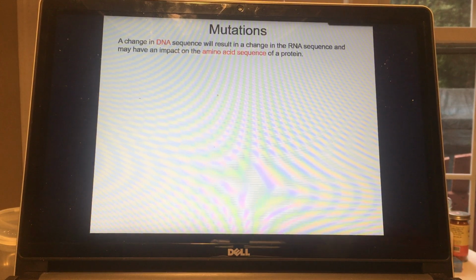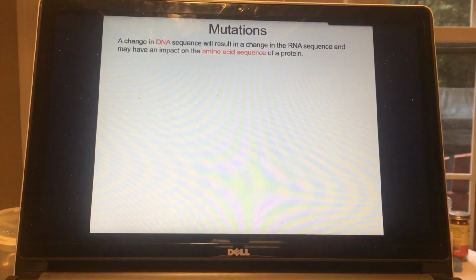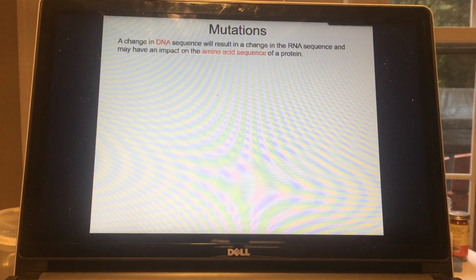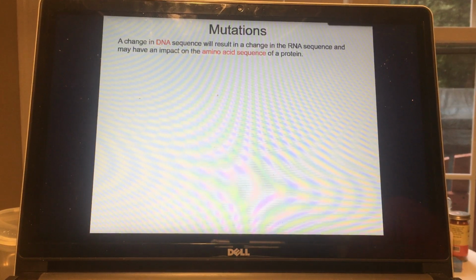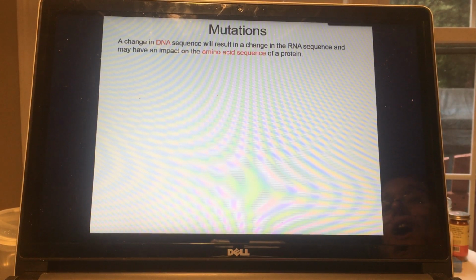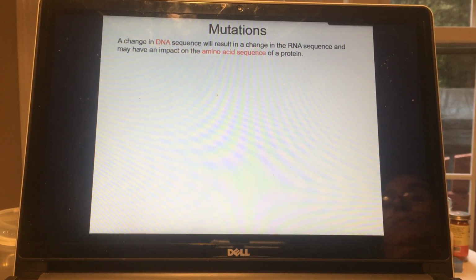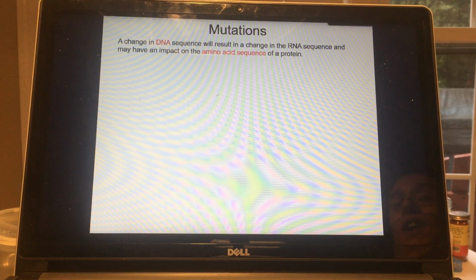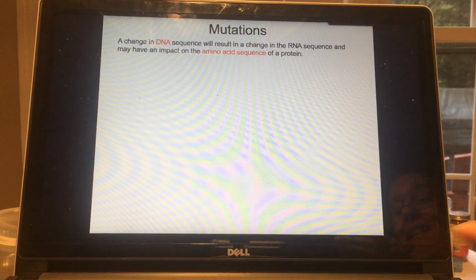So first of all, we need to define what a mutation is. A mutation is any change in a DNA sequence. Now, if you have a change in a DNA sequence, it will, of course, result in a change in the RNA sequence when transcription occurs, and therefore, if the RNA is altered, then the amino acid sequence in the resulting protein will, of course, also be altered. But a mutation is only a change in the DNA sequence.